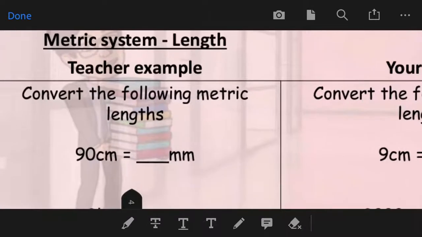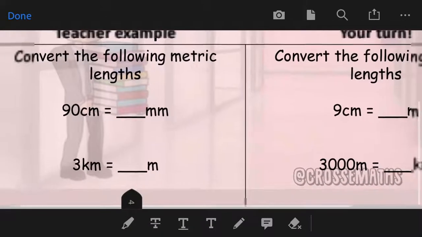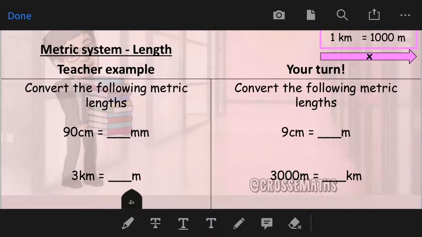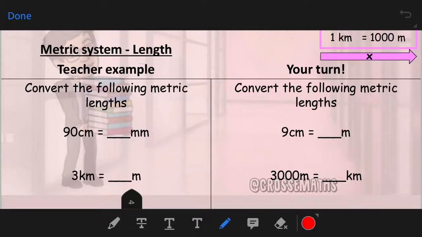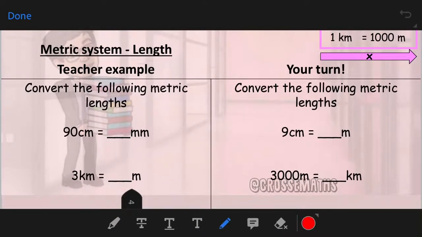Right guys, so you should have the box in your book or wherever in front of you. Once you've done that, I'd like you to have a go at the ones on the right after I've gone through the examples on the left. 90 centimeters into millimeters. If I look back at the top, I'm going to have to times by 10. So 90 times 10 gives me 900 millimeters. On the left, underneath now, 3 kilometers into meters, you're going from left to right, which means you're timesing. I'm going to have to times by 1,000. 3 kilometers, the same as 3,000 meters.